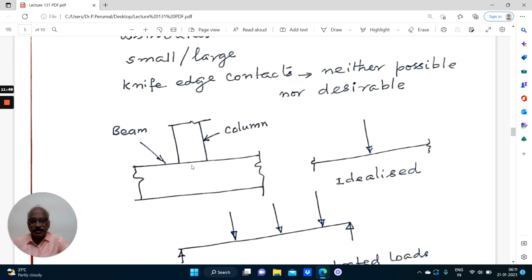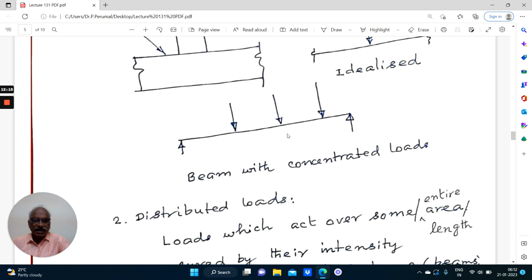For example, the column in a structure transmits the load to the beam. We idealize this load as a concentrated load. The beam is idealized as a line, and the load is also assumed to be a point load. Actually, practically, knife edge loads are neither possible nor desirable.